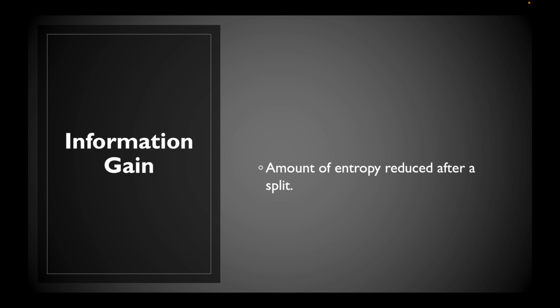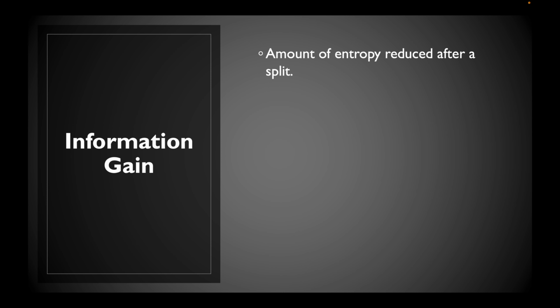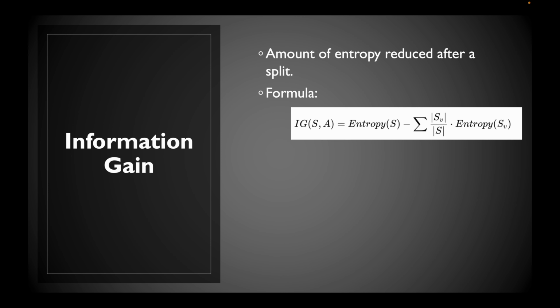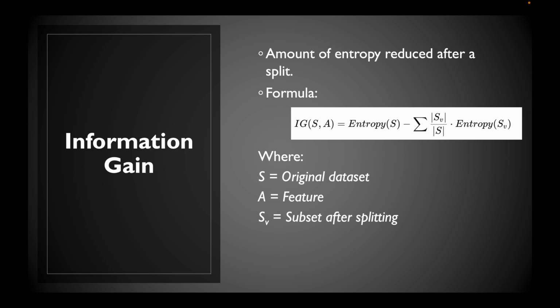Information gain. Information gain lets us know how much entropy is reduced after a split. The formula to calculate information gain is like this. Here, S is the original dataset, A is the feature, Sv is the subset after splitting. So we calculate information gain for each feature, and to split we pick the feature with the highest information gain.